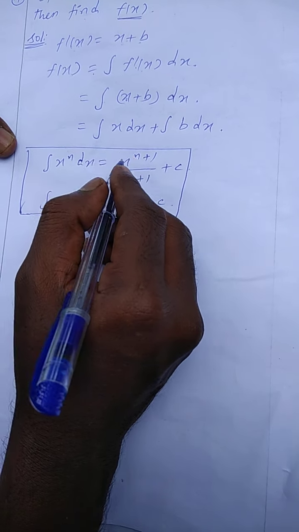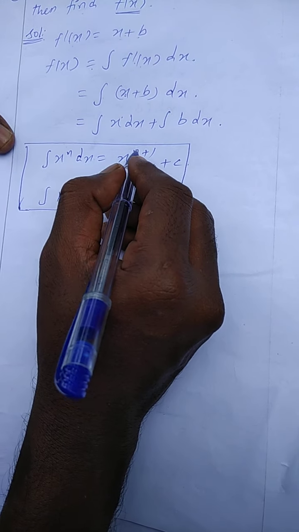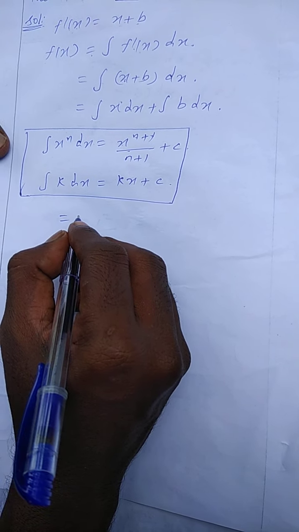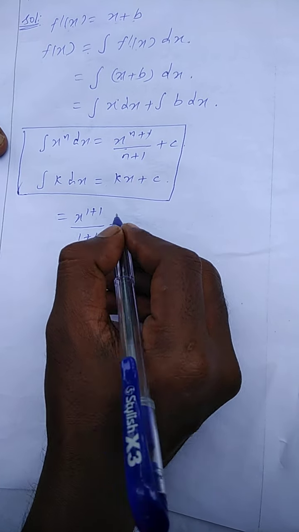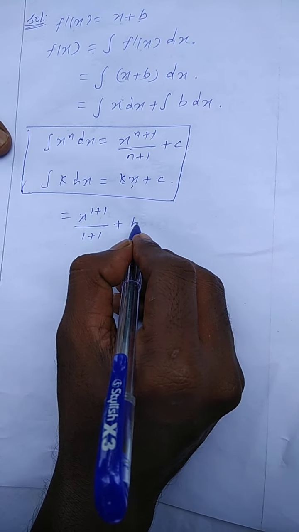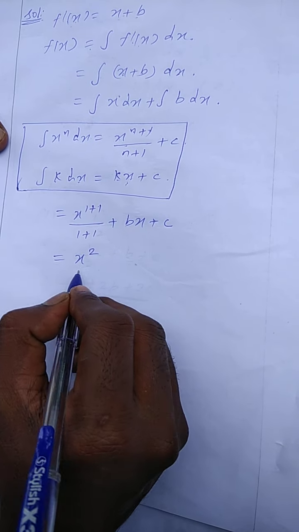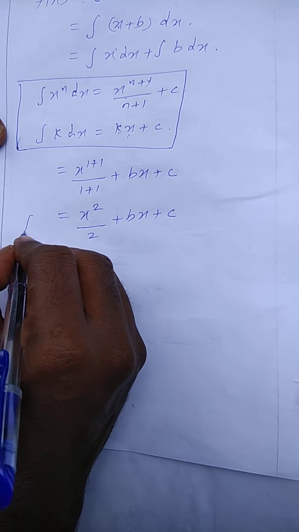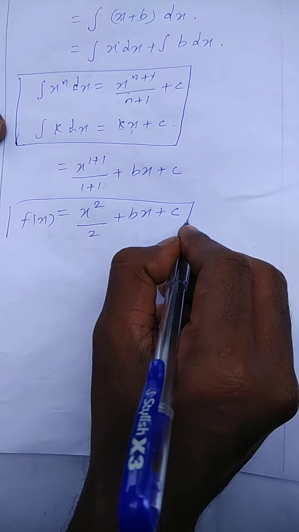Now first see the first formula. This x is without a power, so assume the power is 1. So apply the first formula: x power n plus 1 by n plus 1. What is n here? 1. So x power 1 plus 1 by 1 plus 1. Then this is a constant, so the integration of a constant is kx, so bx plus c. x power 1 plus 1 is 2, by 2, plus bx plus c. F of x equal to x square by 2 plus bx plus c. This is the f of x.